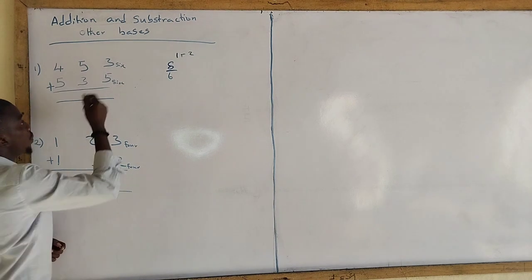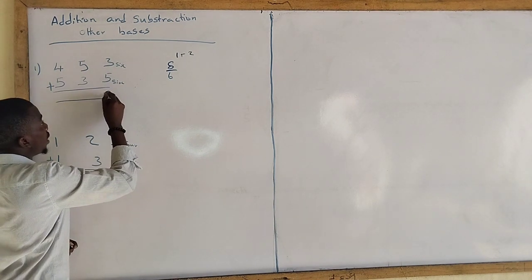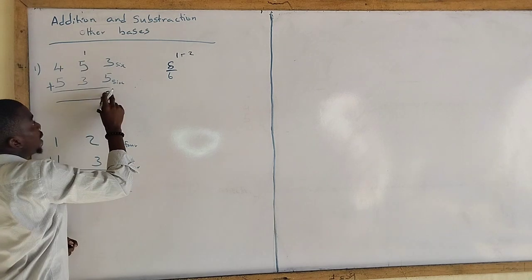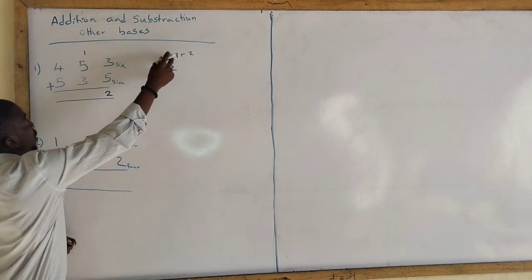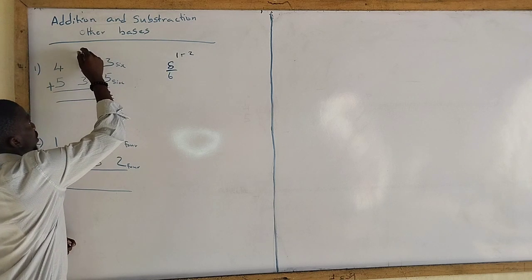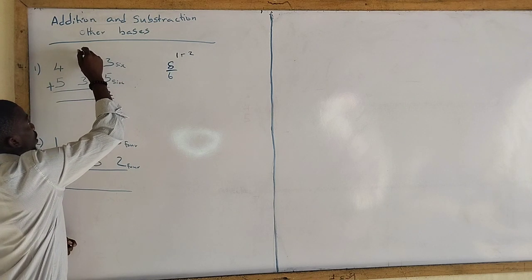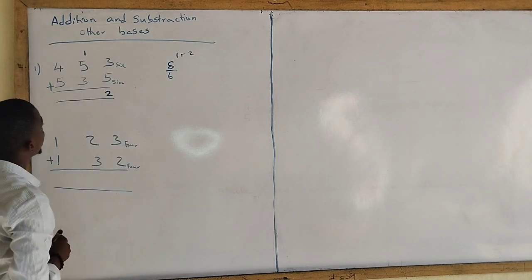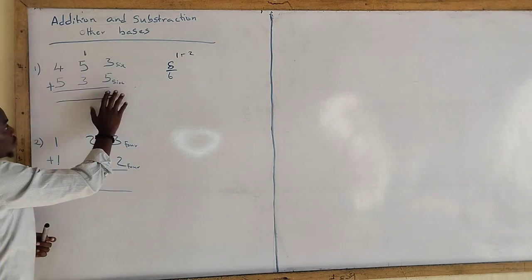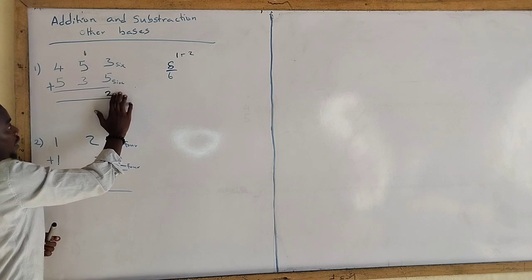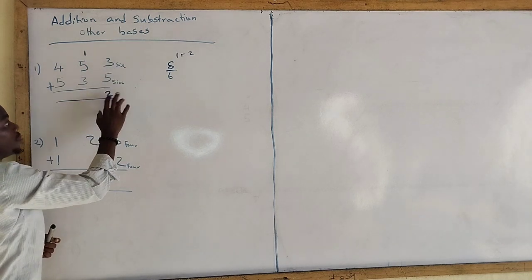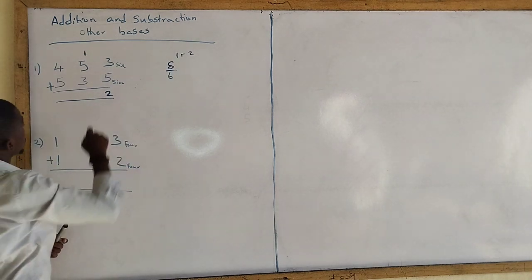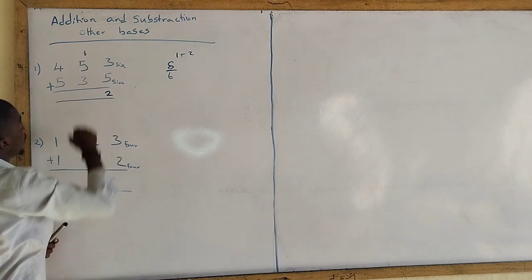So we write the 2 here. We write the remainder here and carry the quotient up. So we have converted it now to base 6. So 3 plus 5 in base 6 is equal to 2 and not 8. So we look at the next question.